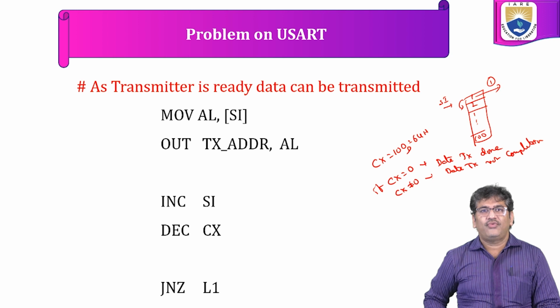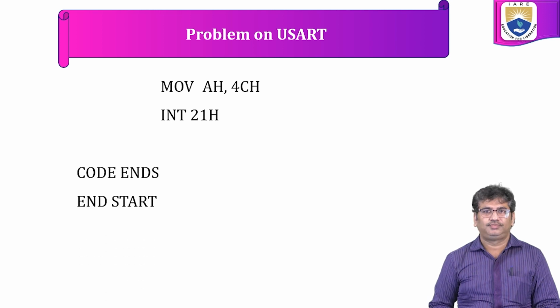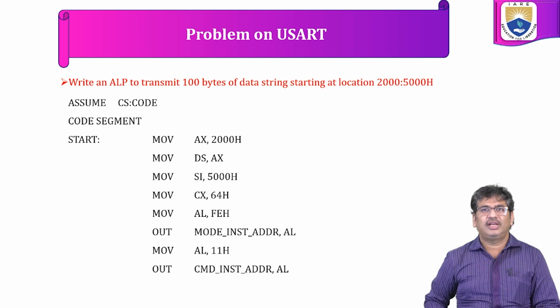So this loop will be iterated 100 number of times. Once the transmission of 100 bytes is done, then we can terminate the program by calling INT 21H. Before that, we will load AH with 4CH, then INT 21H. We can end the code segment by using the directive CODE ENDS. To end the program, we use the directive END START. So this is a program for transmission of 100 bytes of data from the given location with the specified specifications. Now we will see the entire program in two slides.